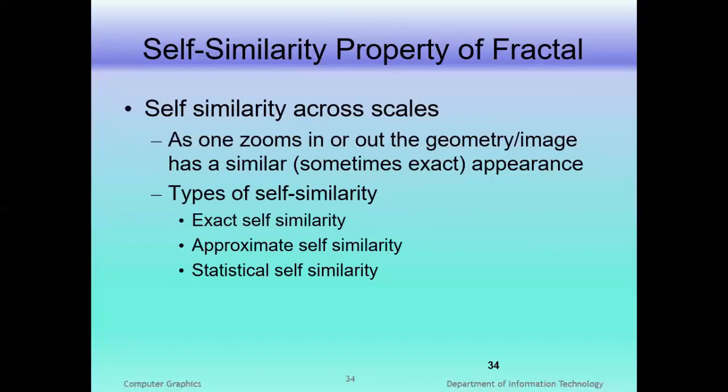Self-similarity means if we zoom into a piece of a fractal, we will keep seeing the same structures repeated over and over. As one zooms in or out, the geometry or image has a similar, sometimes exactly similar, appearance. There are certain types of self-similarity: exact self-similarity, approximate self-similarity, and statistical self-similarity.